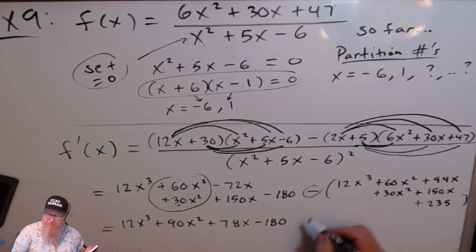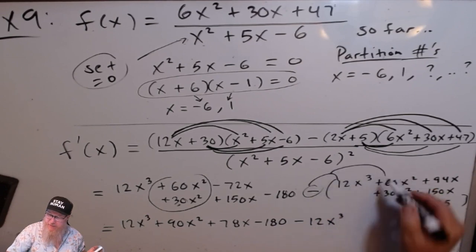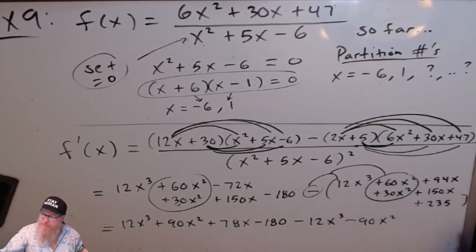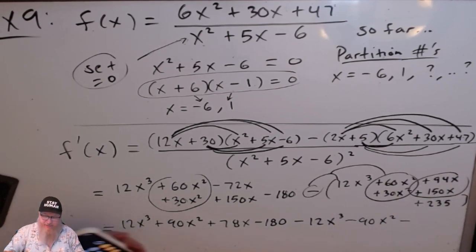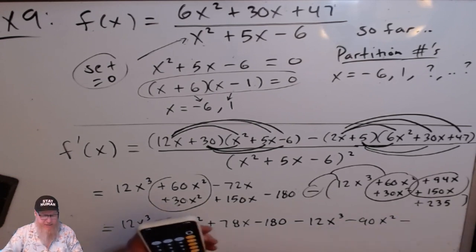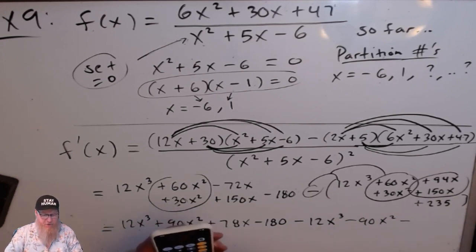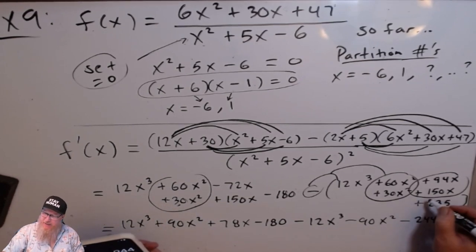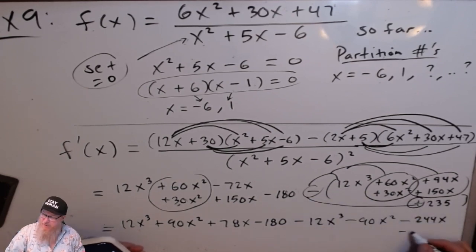Okay, and then I got this minus here, so it's going to be minus 12x cubed, minus 90x squared, minus, what's that? 150 plus 94, 244x, and then minus 235.